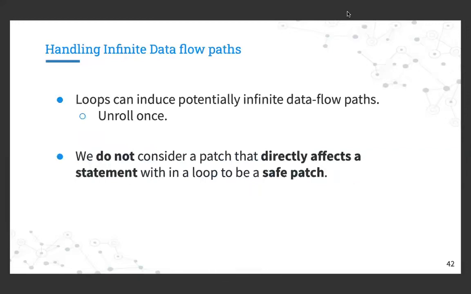However, enumerating all the data flow paths becomes tricky in the presence of loops, because loops induce potentially infinite data flow paths. To handle this, we use unrolling. Specifically, we unroll loops once. Furthermore, this gives us a challenge for patches that directly affect statements within a loop. To handle this, we consider all patches that directly affect a statement inside the loop to be unsafe. Basically, we do not handle those patches.